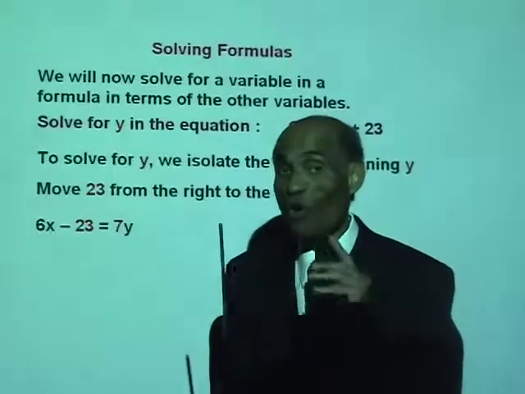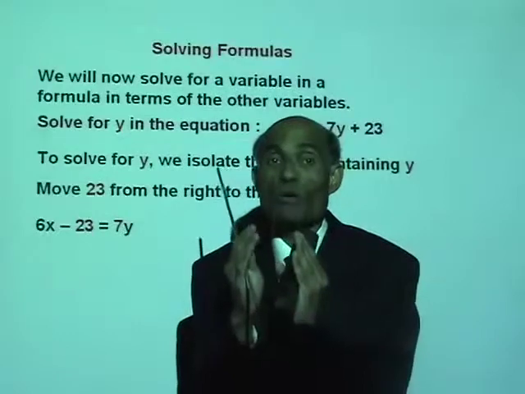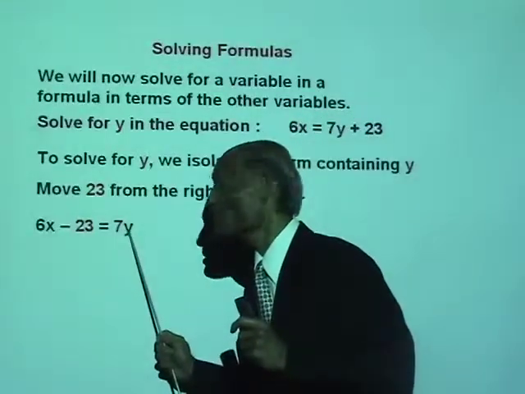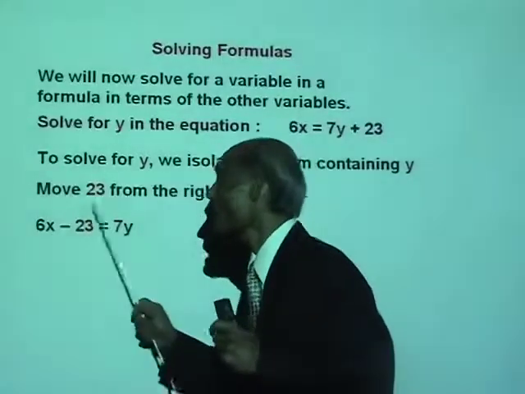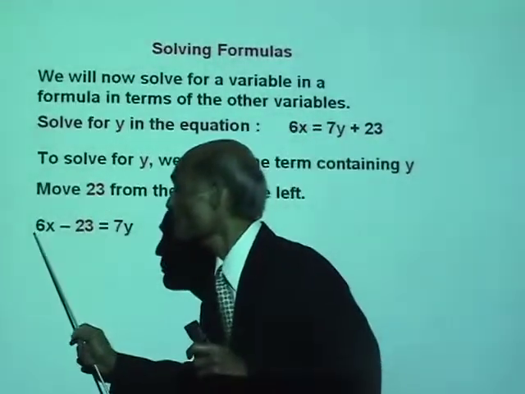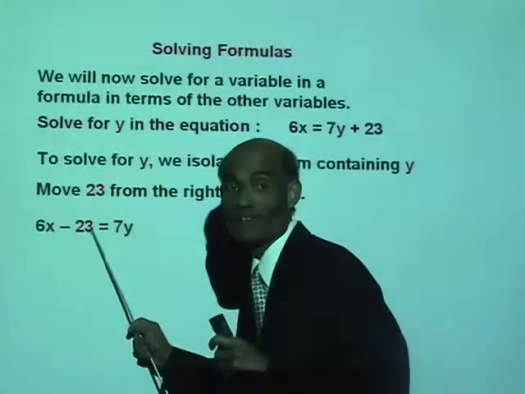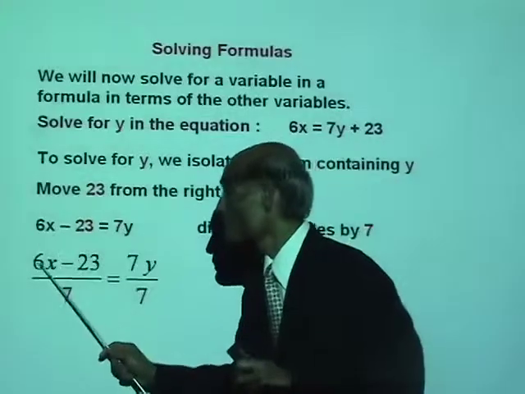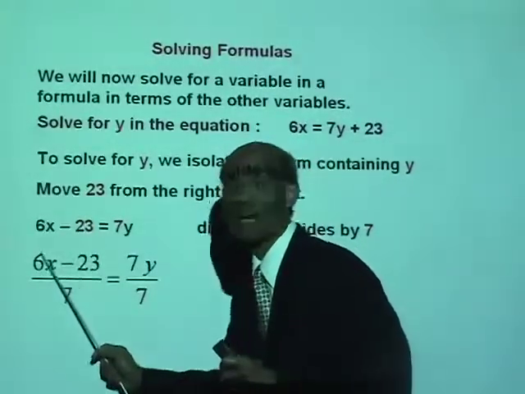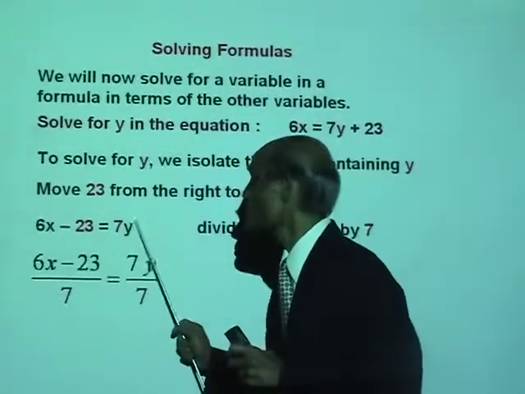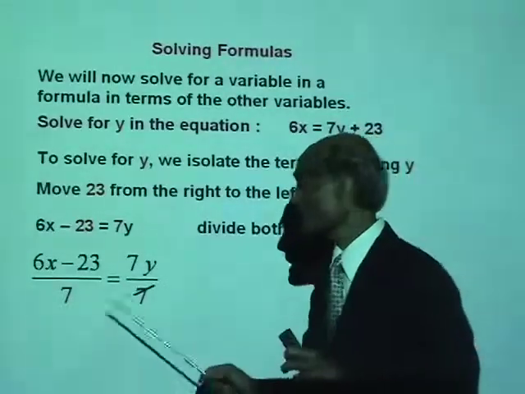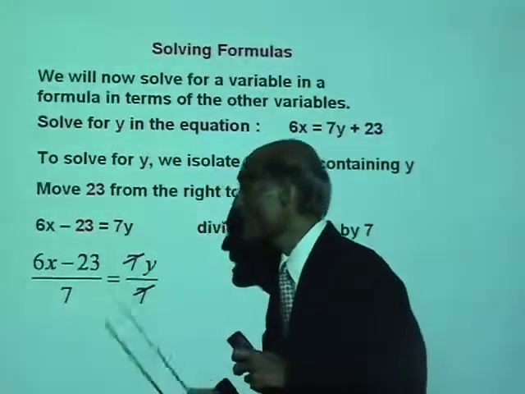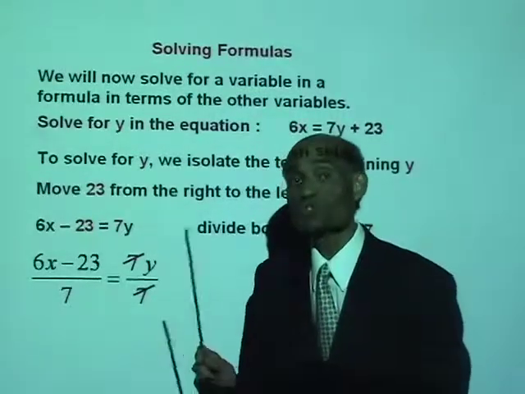Now, if you want to solve for y, y must be on its own. It means the coefficient of y must be a 1. How will you make the coefficient of y a 1? Divide both sides by 7. That means the left-hand side is a quantity. You must divide that quantity. Now, divide both sides by 7 and watch how I'm doing it. 6x minus 23, the whole of the left side is divided by 7, equal to 7y divided by 7. And cancel these 7. We have now y alone on one side, and everything else now is on the other side. So we have now solved for y.